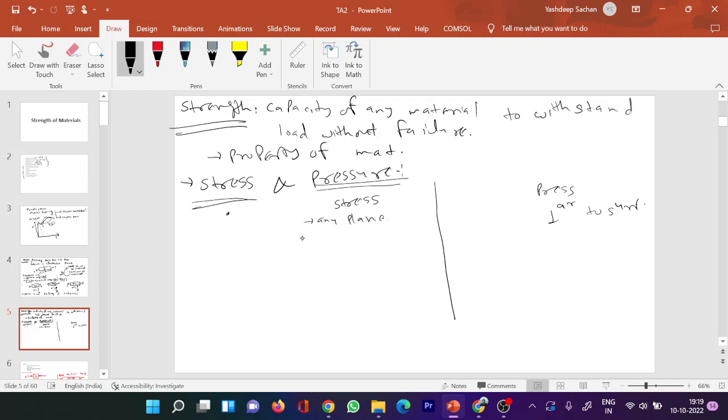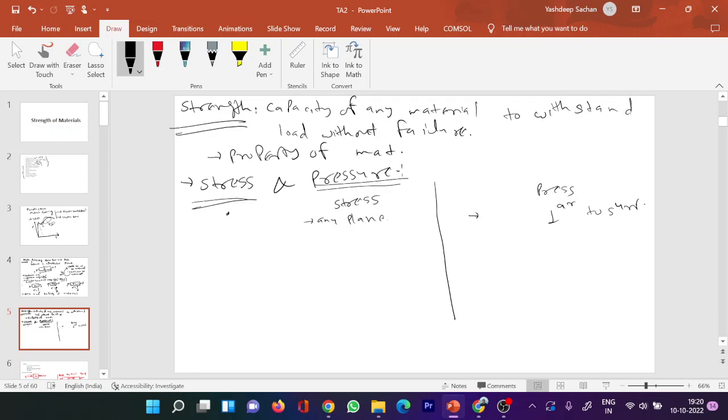And one thing we could say, in terms of tensors, is that pressure is a zero order tensor, whereas stress is a second order tensor. Why is pressure known as a zero order tensor? That is the first question.